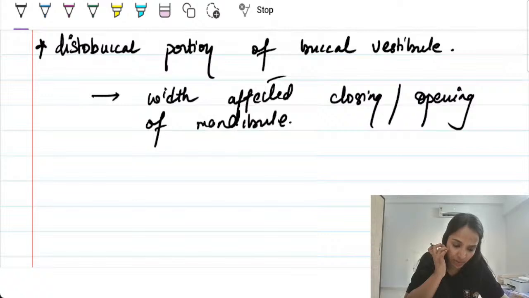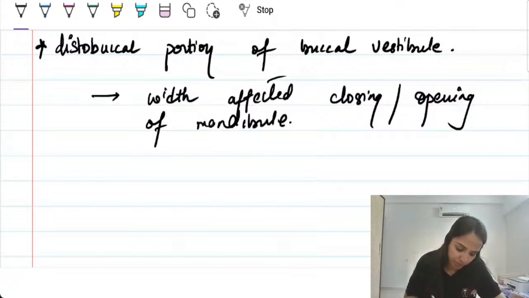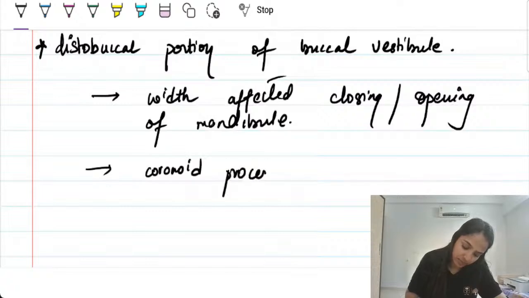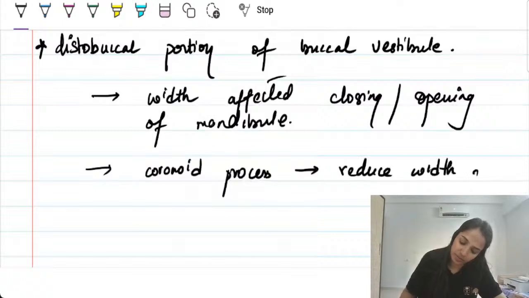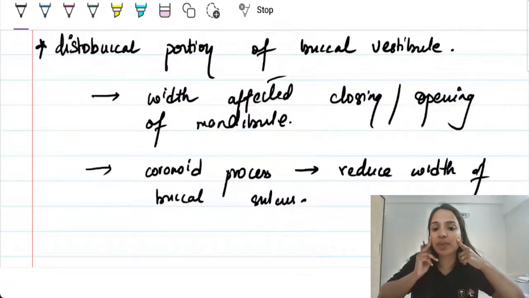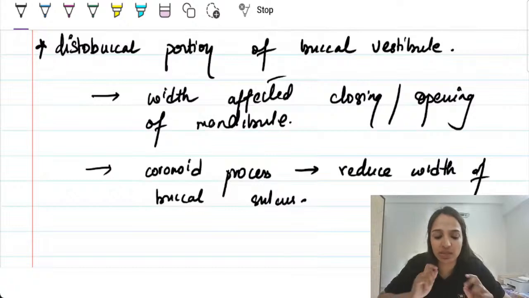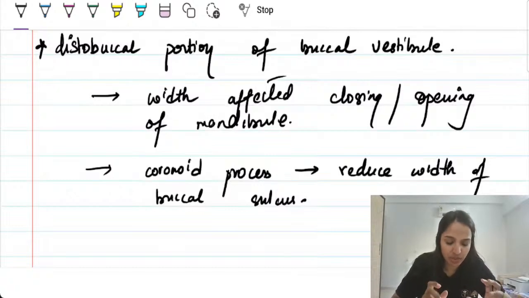Now, thickness here: when you open the mandible, the coronoid process of the mandible will reduce the width of the buccal sulcus. So when you open the mouth wide, the coronoid will come anteriorly and reduce the width of the buccal sulcus. So the correct way to examine the actual width of the distobuccal sulcus is to ask the patient to slightly close the mouth and then, with the help of your finger, examine the width.